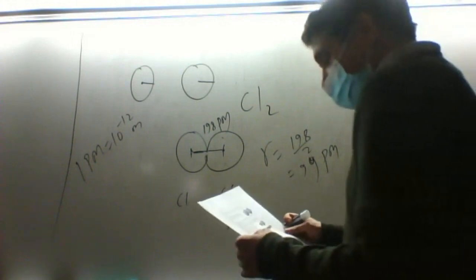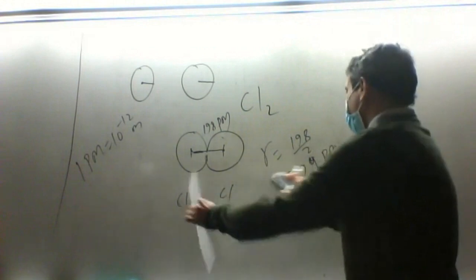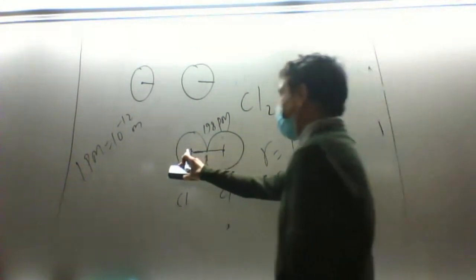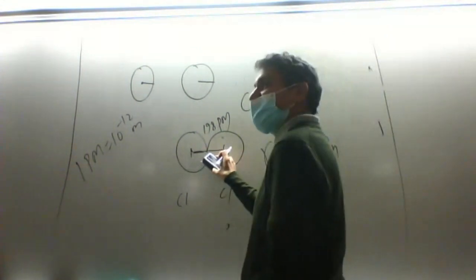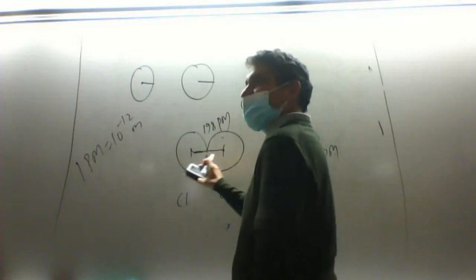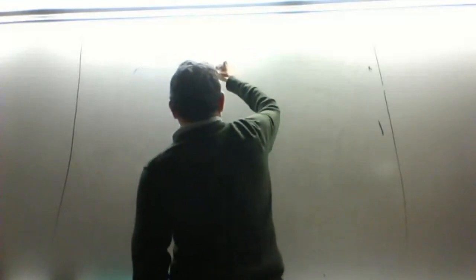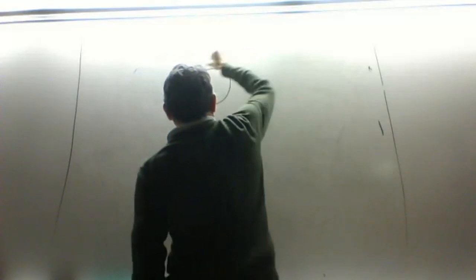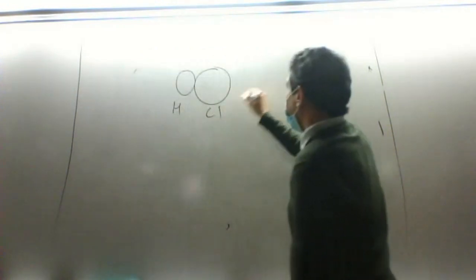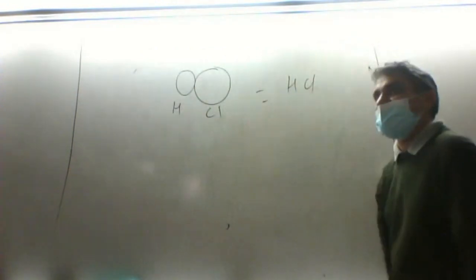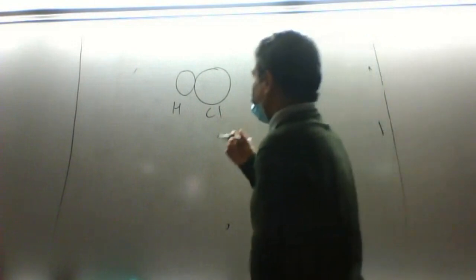Now, I just talked about chlorine, because I have the same atom, right? Chlorine, or hydrogen, or lithium: a molecule containing the same kind of atom. Now, if you have a different kind of atom making a molecule, so this is a hydrogen, this is a chlorine, this is a hydrochloric acid molecule, right? Now, how to define the atomic radius here?